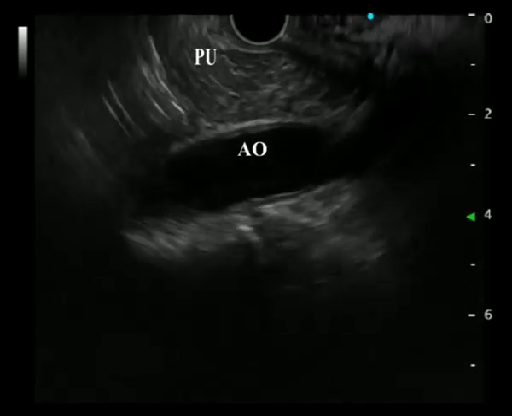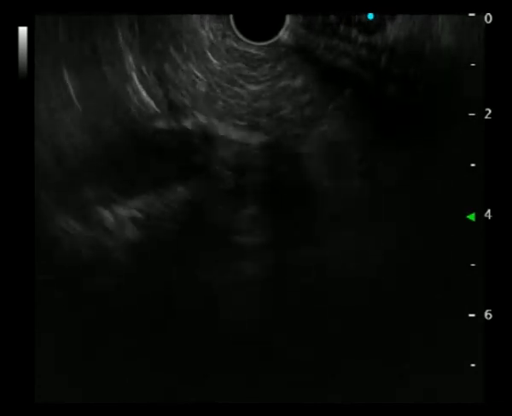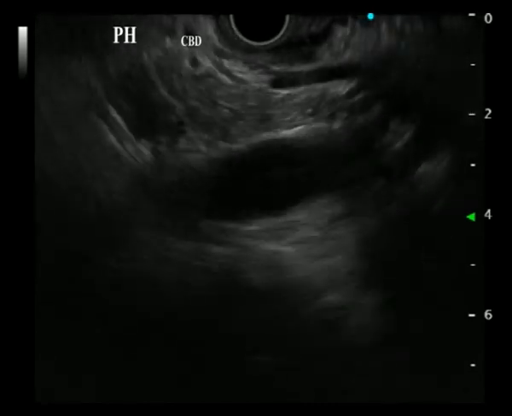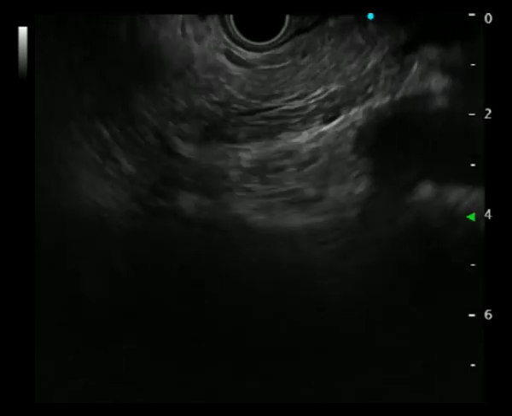structure with hyperechoic walls. The scope is slowly withdrawn to review the pancreatic uncinate process between the aorta and the transducer. The pancreatic head and part of the common bile duct could also be seen.